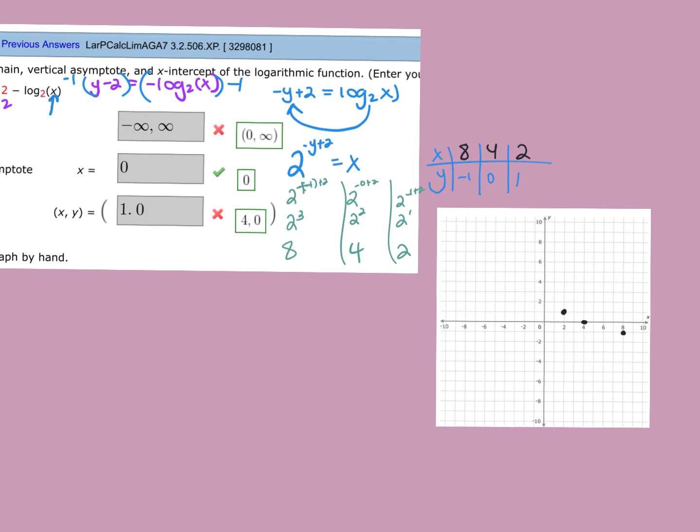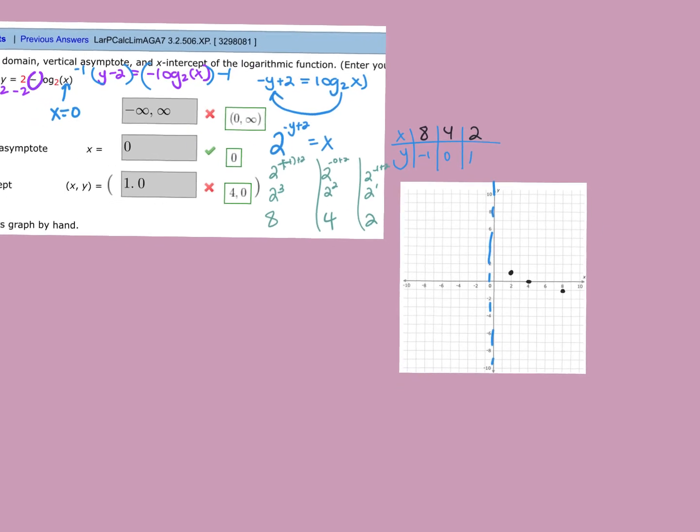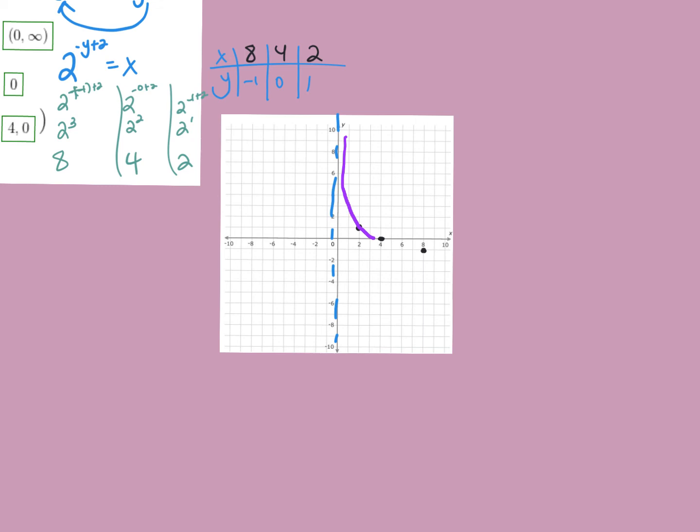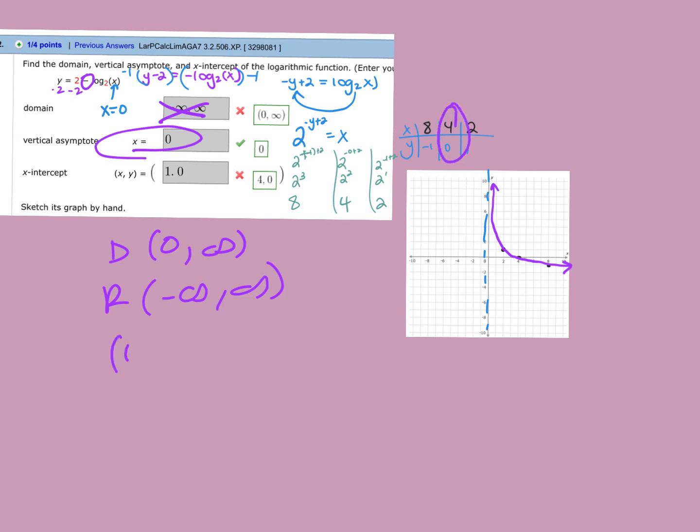My vertical asymptote is at x equals 0. So my curve, and because it's negative, you should know it's going to flip upside down, right? Because it's reflected. So this actually runs this way, which means my domain is from 0 to positive infinity. My range would be all real numbers. The vertical asymptote is x equals 0, and the y-intercept comes from the center of my t-chart, which is 4, 0. Yep. So it's whatever's next to the log. If log is by itself with x, it's just x equals 0.